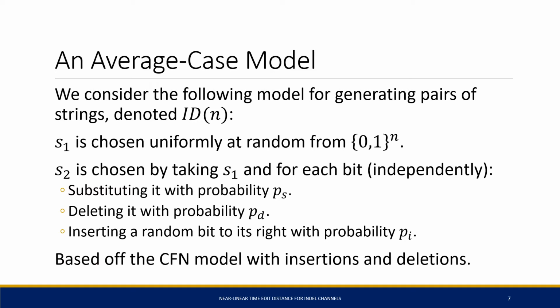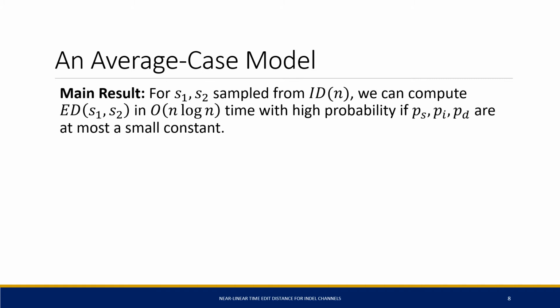And just to make you confident that I didn't pull this model out of thin air, this is very similar to the CFN model with insertions and deletions included. And the CFN model has been extensively studied in the context of phylogenetic reconstruction, for example. So the main result that we'll go over in this talk is that for two strings sampled from this model, we can compute the edit distance between them in n log n time with high probability, as long as each of the substitution, insertion, and deletion probabilities per bit are at most a certain small constant.